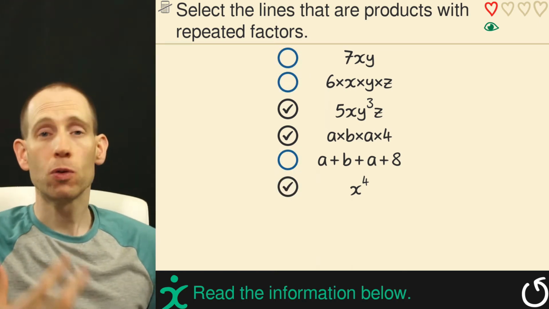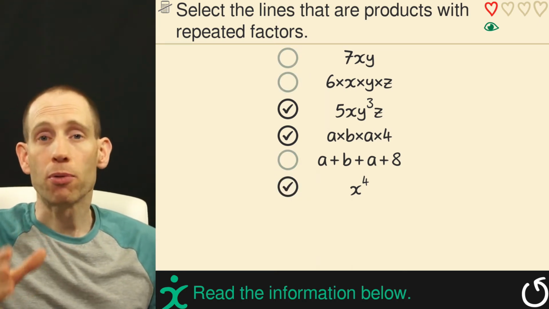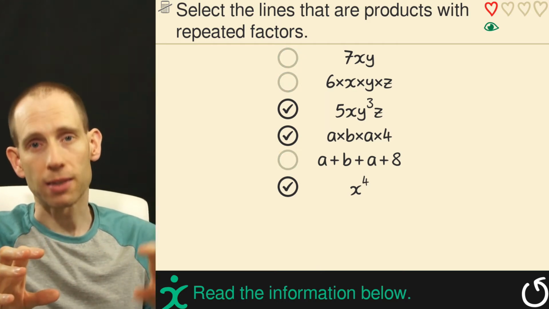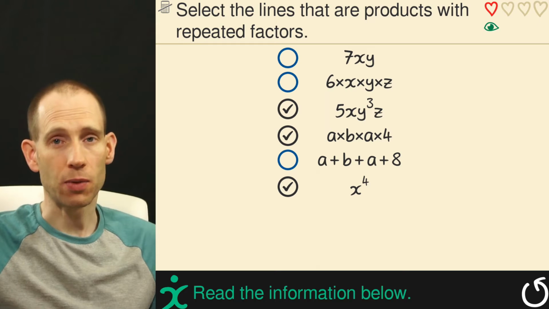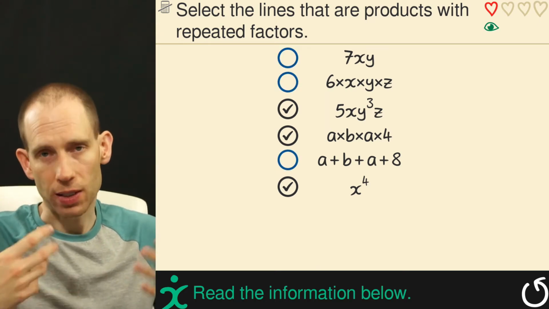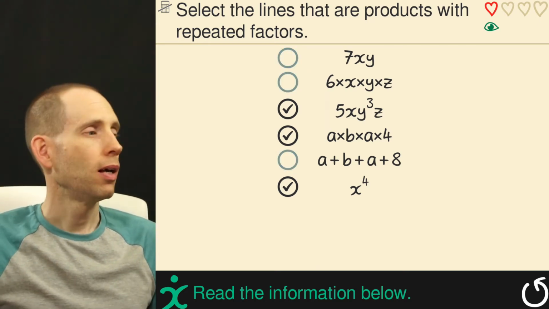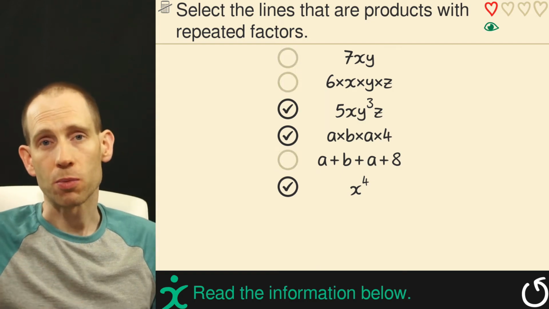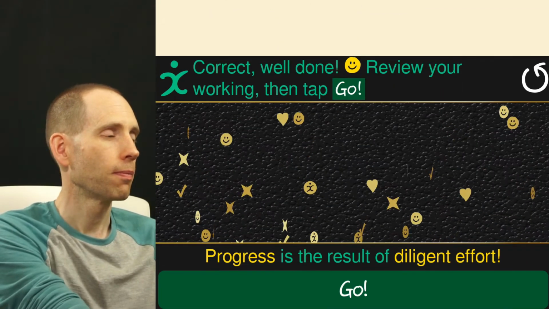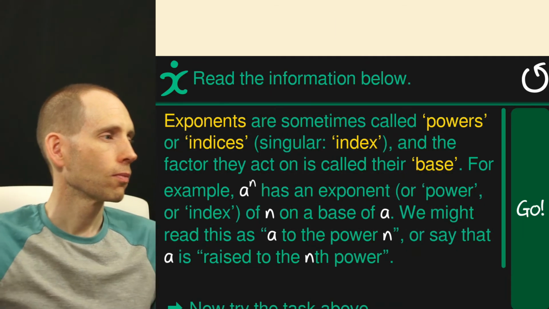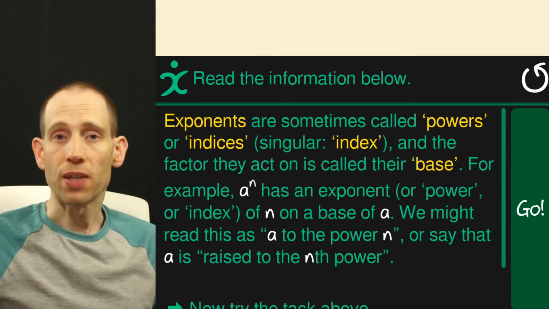And then x to the power 4: x is in that product 4 times, so there's x times x times x times x. Hopefully you're familiar with exponents from doing things like squaring and cubing numbers. But that's what exponents are. We use them in algebra quite a lot as well. Okay, and this is just going over that notation.